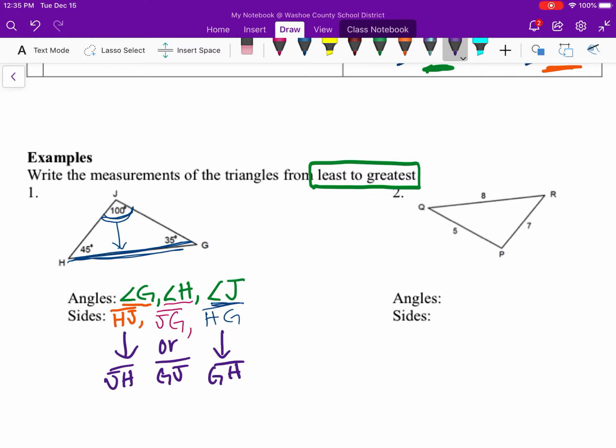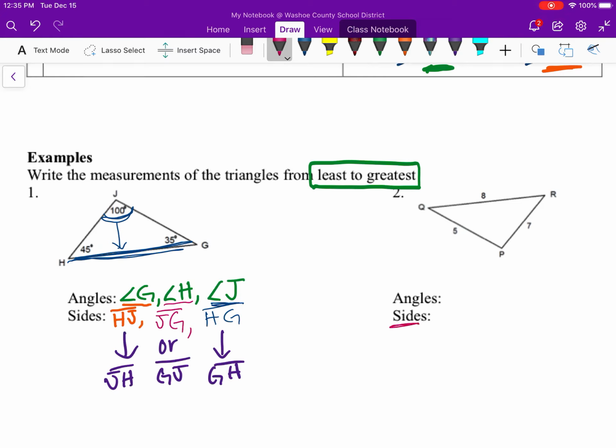Now, for the second example, if you want to pause now and try this and come back and check your answer, that would be awesome. This is a good time to pause. Okay, so hopefully you went ahead and tried this on your own.